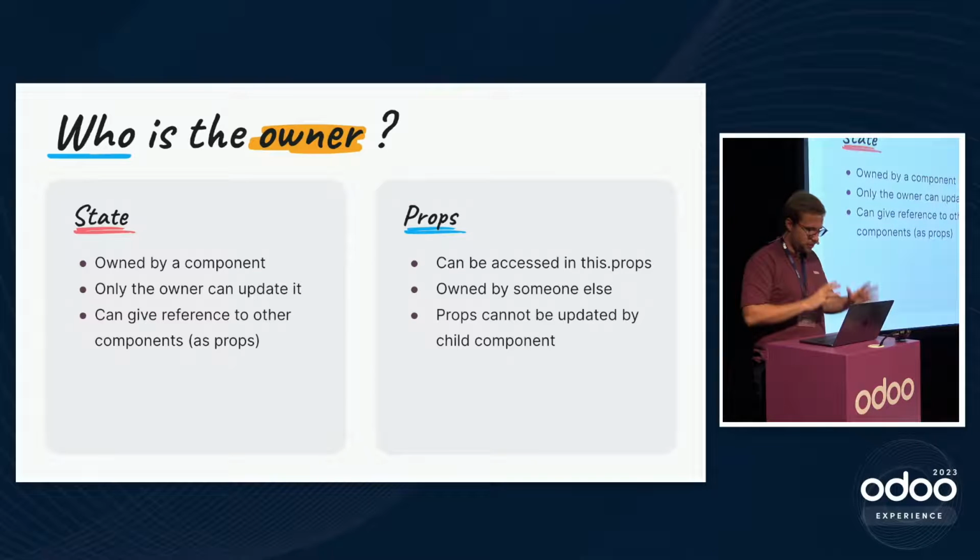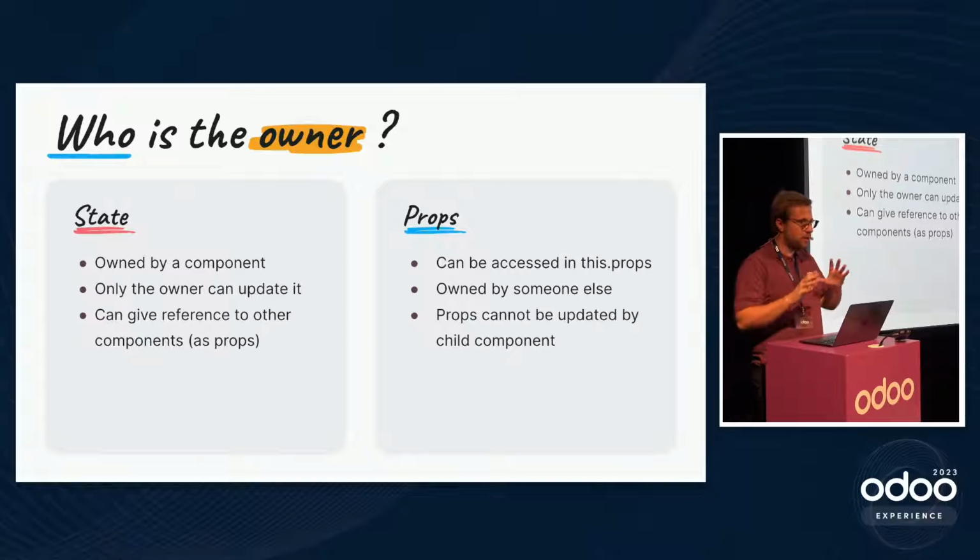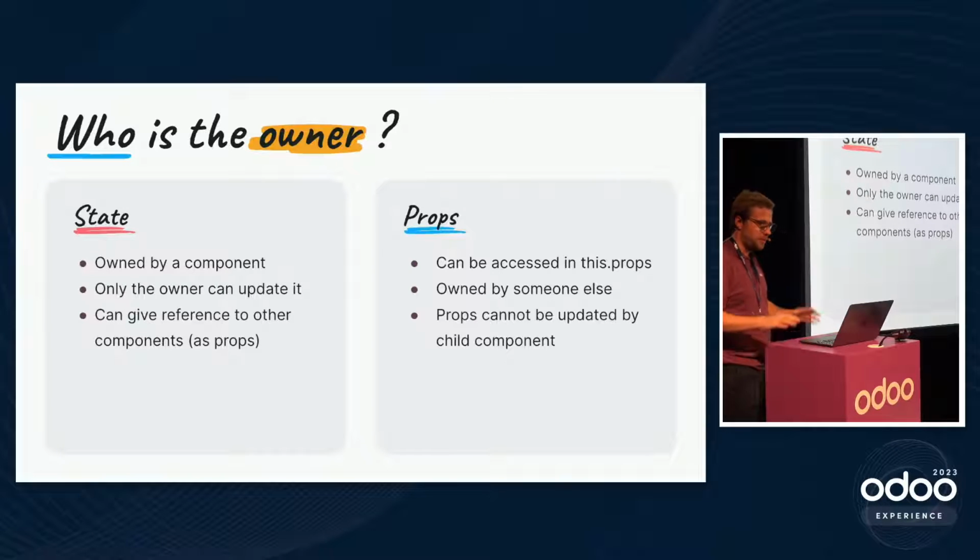So I need to introduce the concept of owner. In Owl, a good practice is that when you have a state, the state is owned by one component, in my case, the to-do list, and only this component can update it. And it can give a part of its state or the whole state to a child, but the child will receive it as a prop, and can't update it. It's not a good practice. Yeah, it will work, but you will probably have some issues when your code begins to grow and evolve.